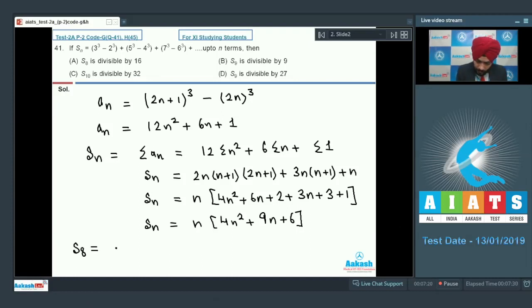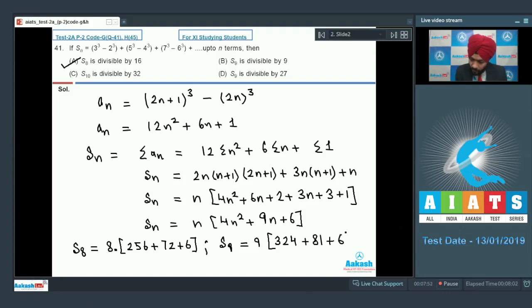S8 will be 8 into (4 into 8 square, 4 into 64, that is 256, plus 72 plus 6). Definitely it is divisible by 16. Option number A is correct. Then further let us comment on S9. It is 9 into (4 into 9 square, 81 into 4 is 324, 324 plus 81 plus 6). So definitely divisible by 9 as well as 27, because 3 can be taken out common from the remaining term, that is the square bracket.